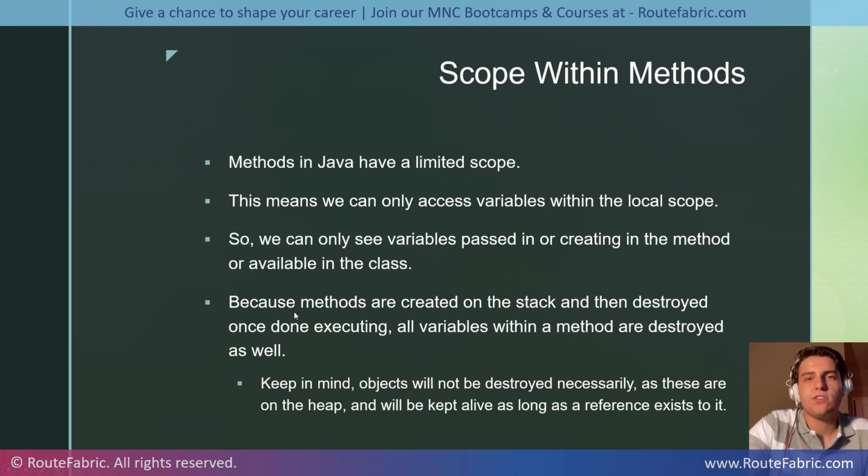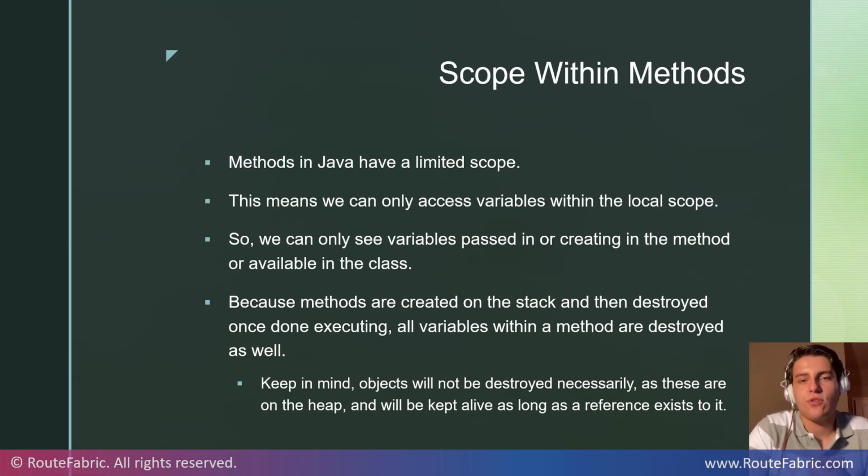Because methods are created on the stack and then destroyed once done executing, all variables within the method are destroyed as well. This is just a memory management thing to keep in mind. If we declare a variable within a method, it's going to get destroyed as soon as it gets to the end of the method or a return is encountered. When that happens, it's popped off the stack and your method's gone. That means all the variables you declared within there are gone. So the only thing you'd have at that point is your return.